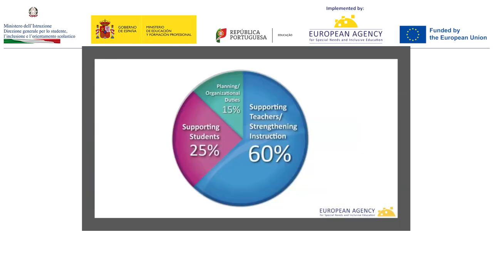This graph illustrates an important base for the kind of model that I'm talking about and which I've had experience monitoring. You can imagine this is a target, and the target is that 60% of the time, support teachers will be working to strengthen instruction, which means they're supporting teachers. That's the blue. A minimum of 60% of their time is targeted on supporting teachers to strengthen instruction.